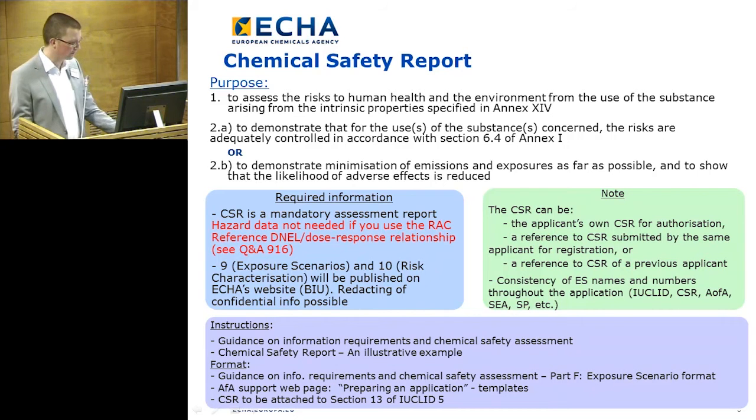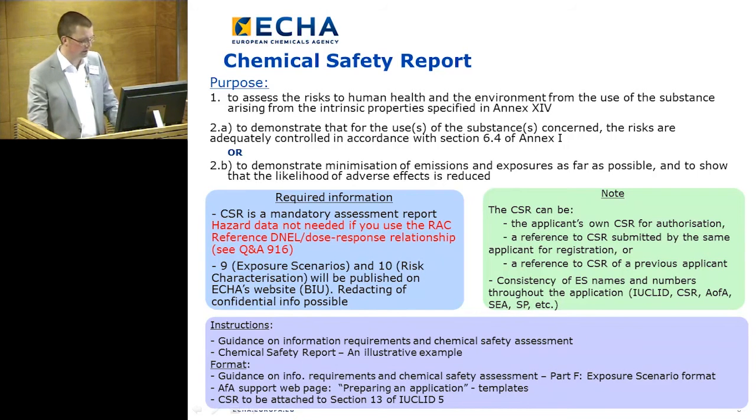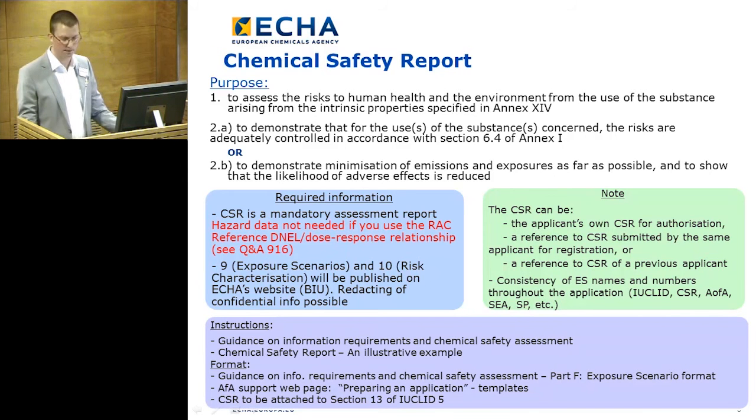For the instructions, there's the guidance on information requirements and chemical safety assessment, and the illustrative example of a chemical safety report. You can find both of them on our website. The format is again guidance on information requirements and chemical safety assessment, part F, the exposure scenario format, the AFA support webpage, preparing an application templates, and the CSR to be attached to section 13 of IUCLID 5.